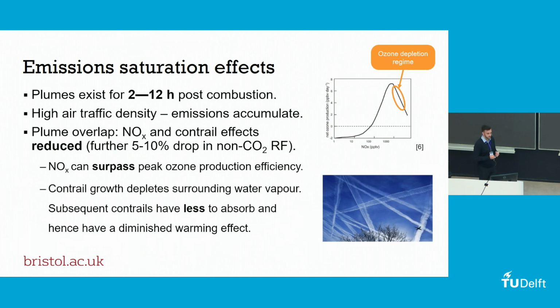And secondly, we see a similar effect with contrail growth. So when you generate a contrail at cruising altitudes of aircraft, the way in which this contrail grows is that it depletes the surrounding water vapor. So it literally dehydrates the local atmosphere. So that means that any contrails that you produce after that will have less of a climate impact because they don't quite have the same levels of water vapor to absorb.